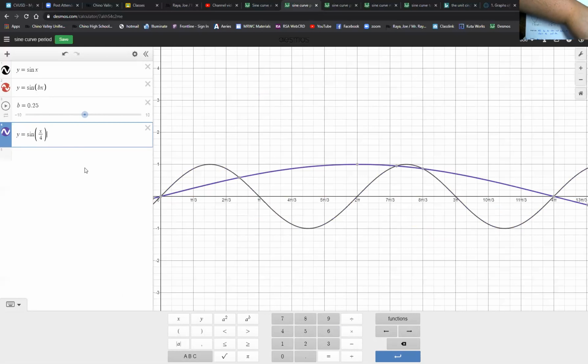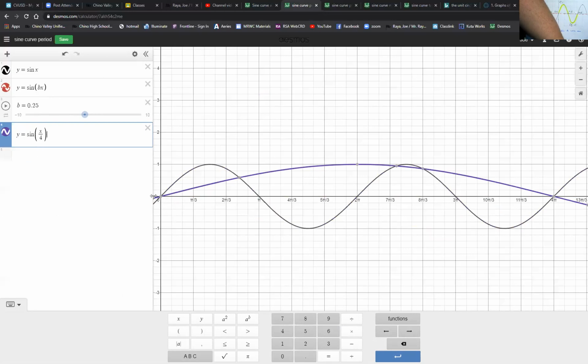So that's x over 4. If the period is normally 2 pi, and now I'm dividing by 4, think about the opposite of division, which is multiplication. So multiply by 4. 2 pi multiplied by 4 is 8 pi. So one full period should be 8 pi.